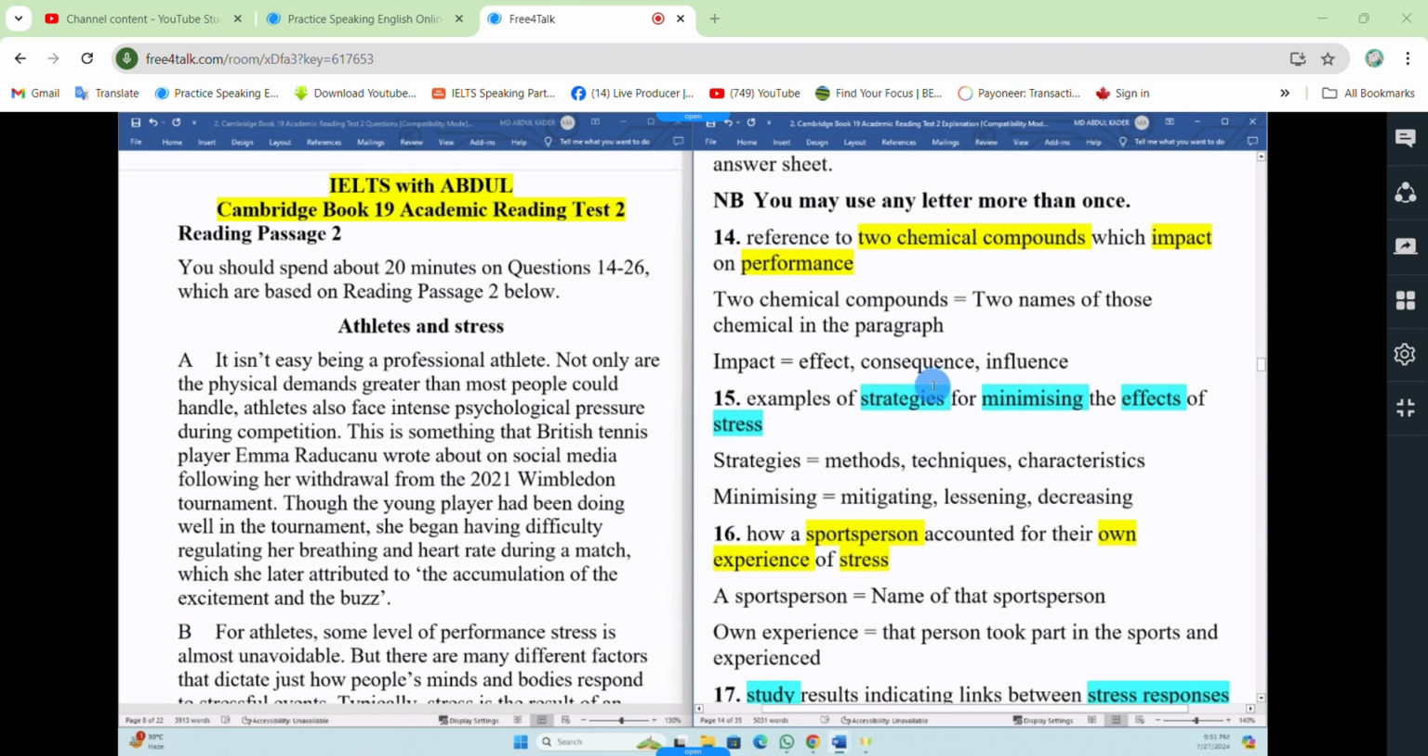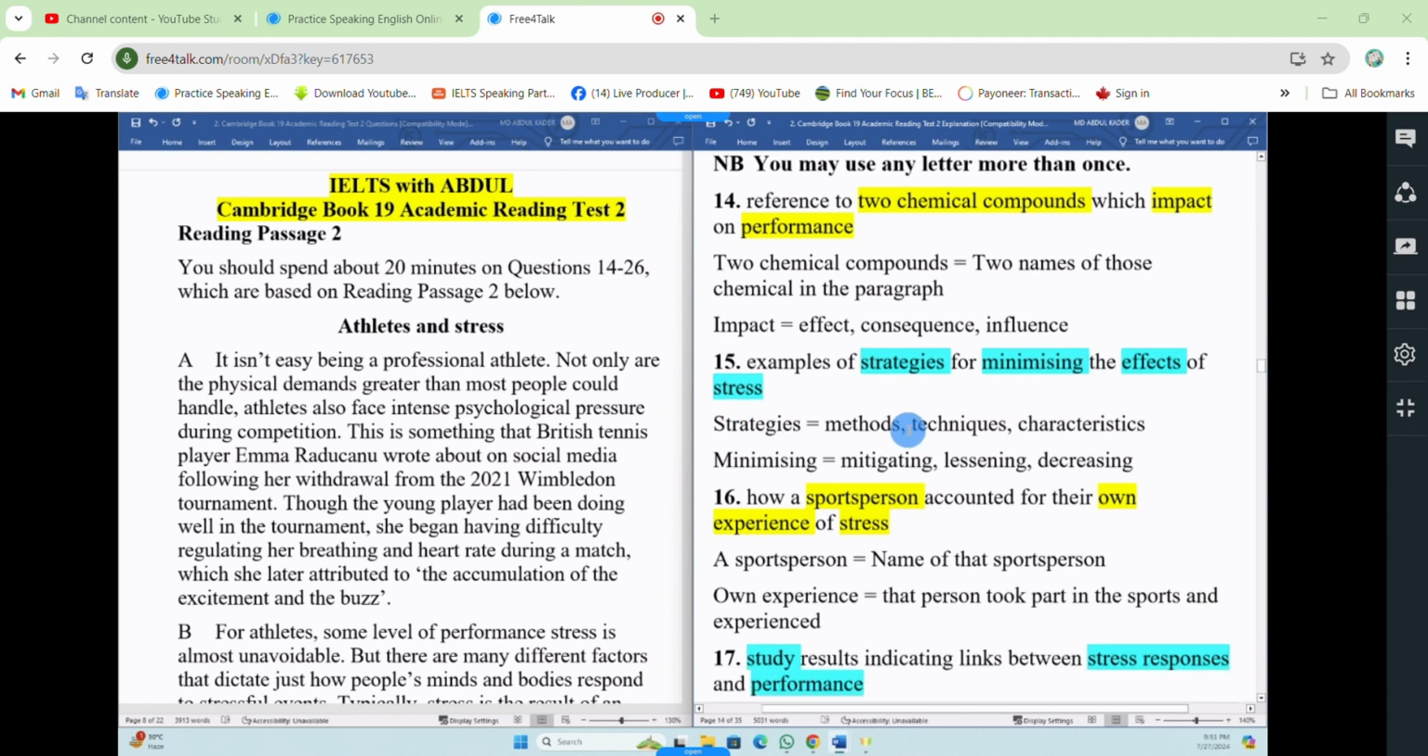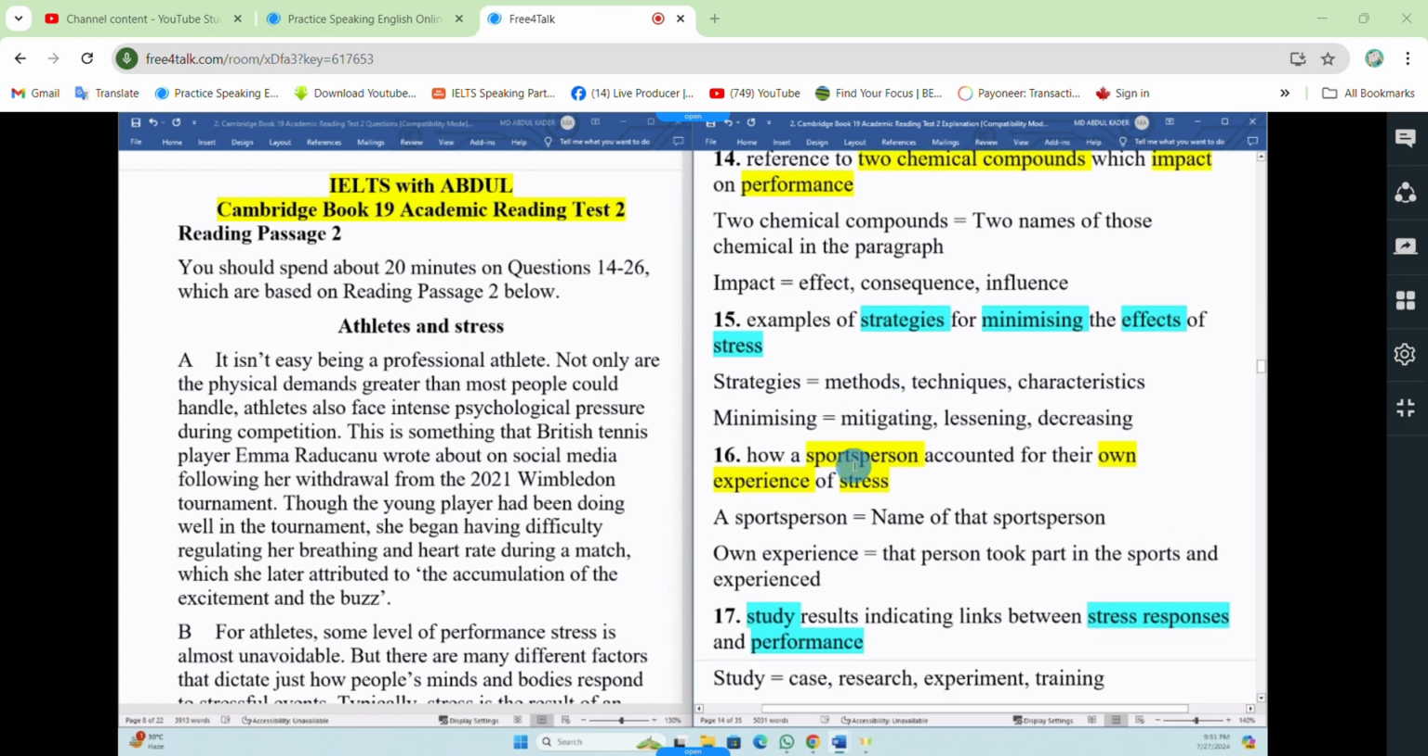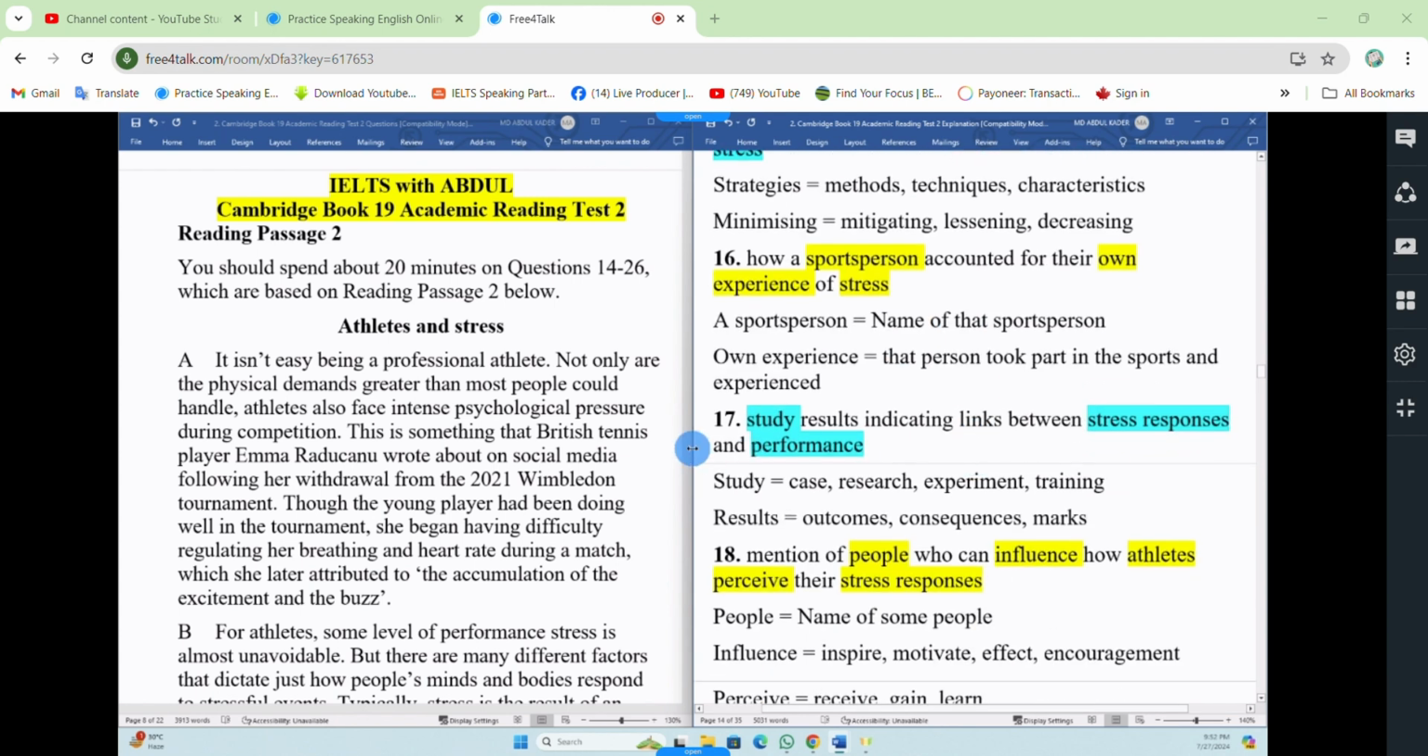So now it's time to review our questions. First question, question number 14: here the writer talks about two chemical compounds. Question number 15: some strategies minimizing the effects of stress. Question number 16: a sports person's experience. Question number 17: a study with results indicating links between stress responses and performance. And the last question, 18: people who can influence how athletes perceive their stress responses.